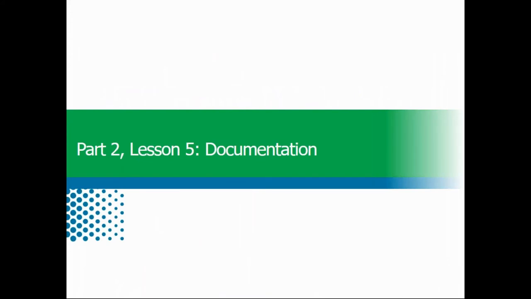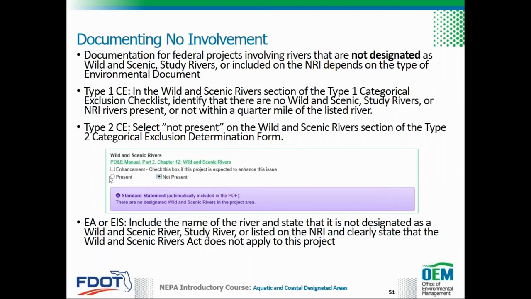Now we will proceed to Lesson 5, where we will discuss how to document this analysis and coordination within the environmental document. Documentation for federal projects involving rivers that are not designated as wild and scenic study rivers or included on the NRI depends on the type of environmental document.